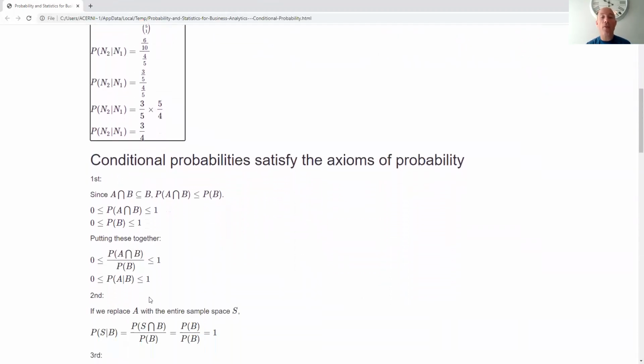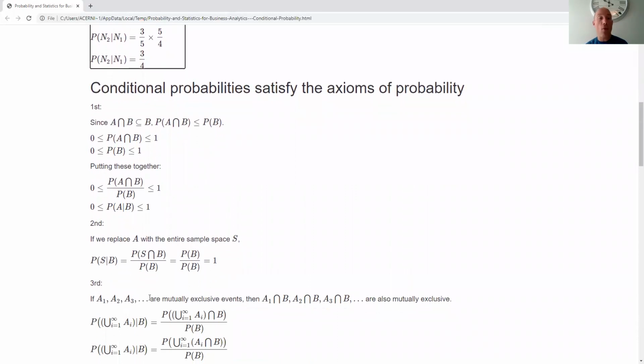Now, conditional probabilities satisfy the axioms of probability overall. So first, I know that A intersect B has to be smaller than B as a set because it's an intersection. I know that this is true from basic set theory. Therefore, the probability of A intersect B has to be less than or equal to the probability of B. The probability of both occurring has to be less than or equal to the probability of B by itself. So A and B is more restrictive.